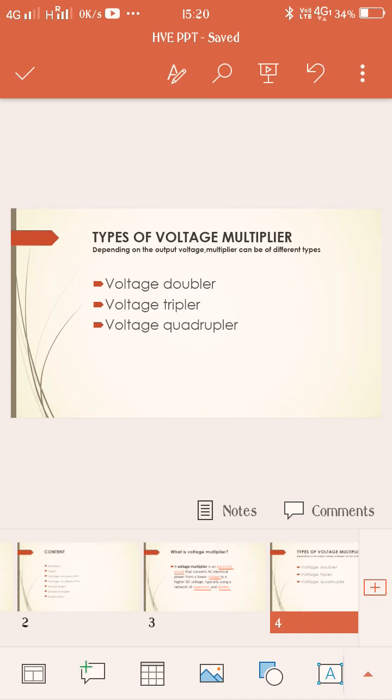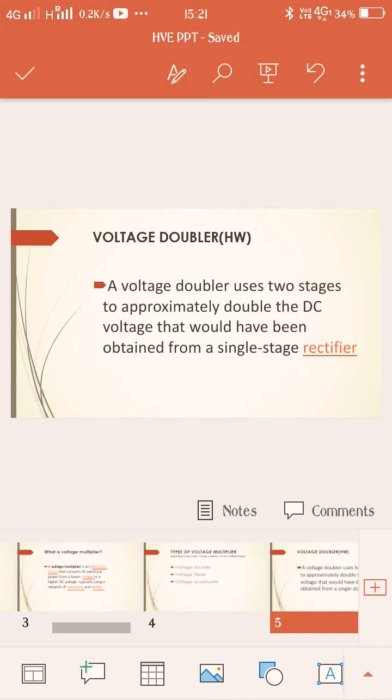Types of voltage multipliers. Depending on the output voltage, multiplier can be different types: voltage doubler, voltage tripler, voltage quadrupler. Voltage doubler. A voltage doubler uses two stages to approximately double the DC voltage that would have been obtained from a single stage rectifier. An example of voltage doubler is found in the input stage of switch mode power supplies containing a SPDT switch to select either 120 volt or 240 volt supply.